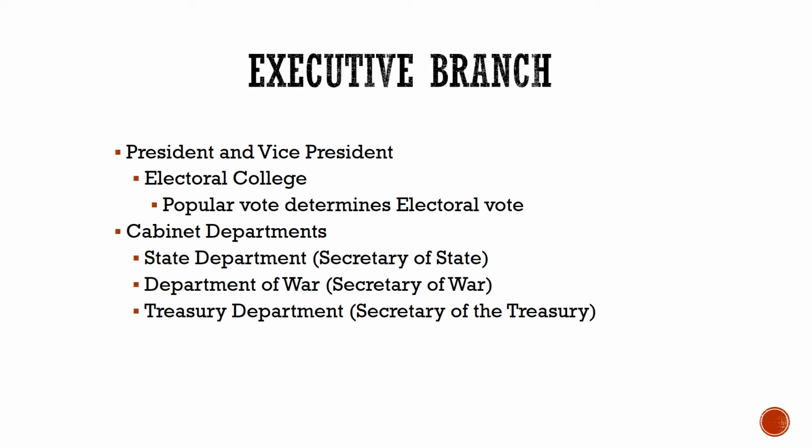Okay, so all of that, and then the cabinet. The president, the vice president, and the cabinet make up the executive branch. And when we talk about what is the purpose of the executive branch, it's to carry out the laws or to enforce the laws or execute the laws. And so the cabinet positions are the ones that contain the agencies that do this.